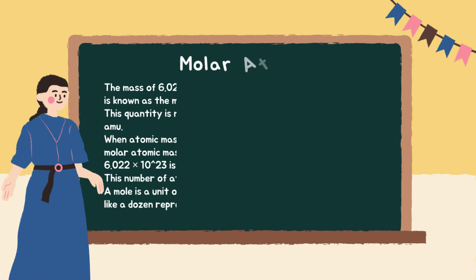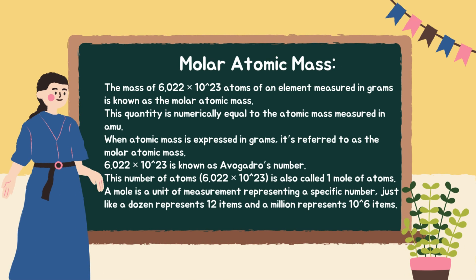Next is molar atomic mass. The mass of 6.022 times 10 to the 23rd atoms of an element, measured in grams, is known as the molar atomic mass. This quantity is numerically equal to the atomic mass measured in atomic mass units. When atomic mass is expressed in grams, it's referred to as the molar atomic mass.